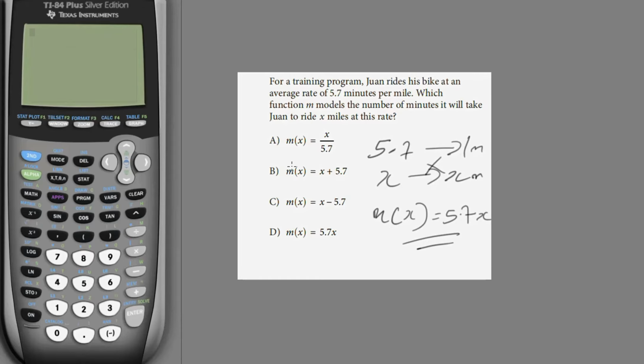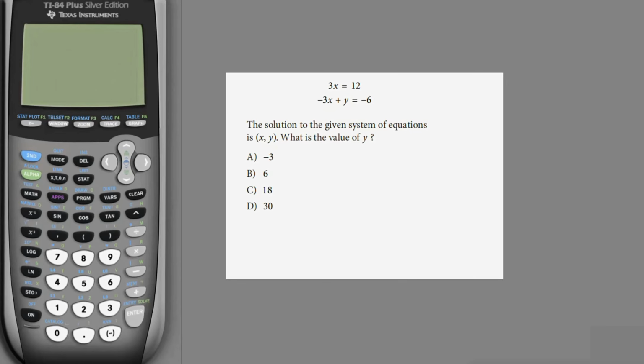In this video, we are going to learn how to solve this math question easily and fast. Alright, so let's get the question together and solve it. The question says this is systems of equations. Basically, it says the solution to the given system of equations is (x, y), what is the value of y?